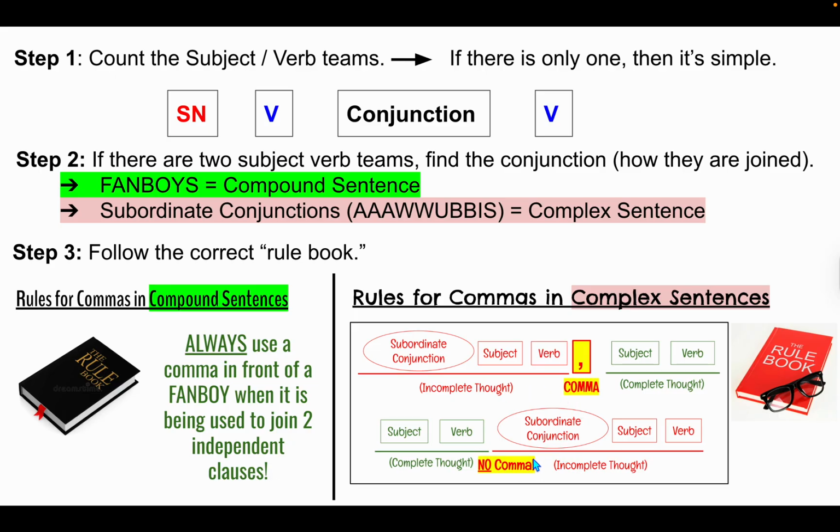So I just tell the kids, you've got to remember the two different rule books, because if I'm using a fanboy to join them, like for, and, nor, but, or, yet, so, it's the opposite rule. If I have a fanboy in between my clauses, I have to use a comma. But if I have a subordinate conjunction, like in a WUBIS word, after, although, as, when, while, until, because, before, if, since, then I don't put a comma.